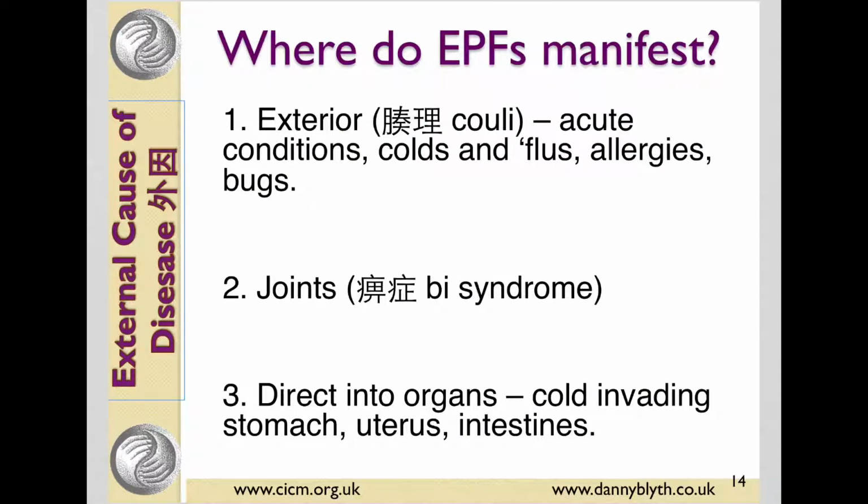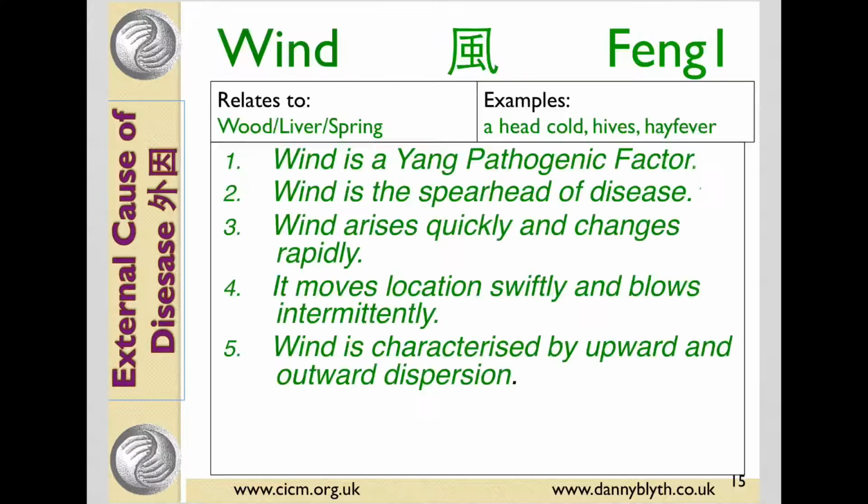So these EPFs manifest on the exterior as colds, coughs, flus, acute problems. They manifest in the joints as Bi syndrome, arthritis, and they can directly invade some of the organs: the stomach, the uterus and the intestines. So wind relates to the wood element and to the liver. Examples are a head cold, hives or hay fever.